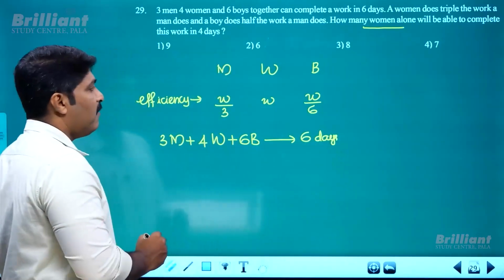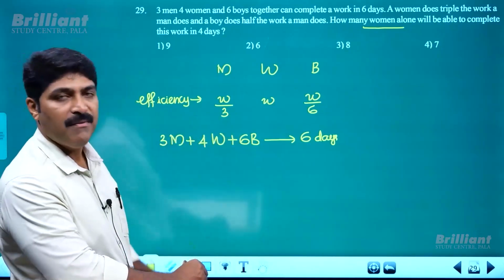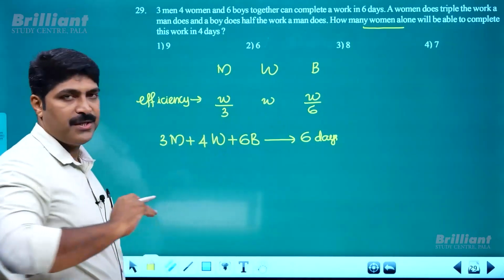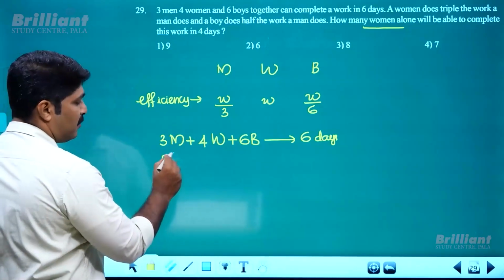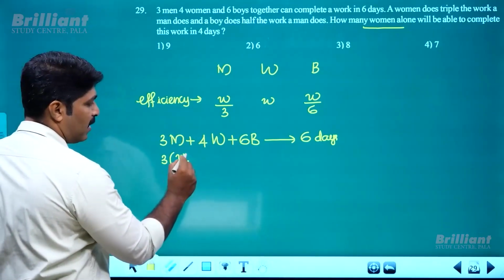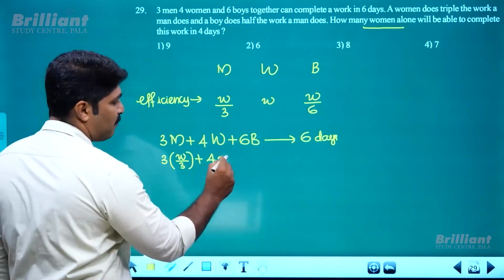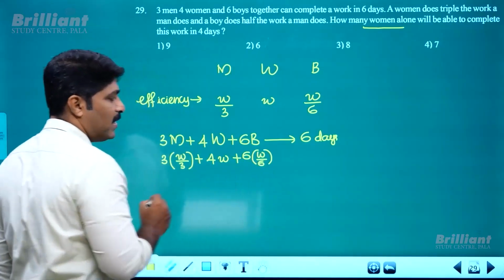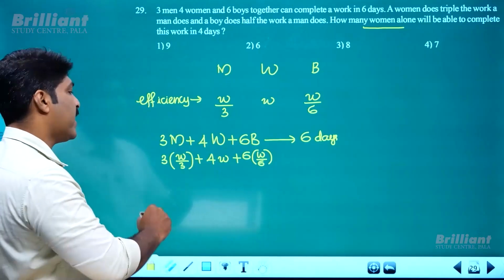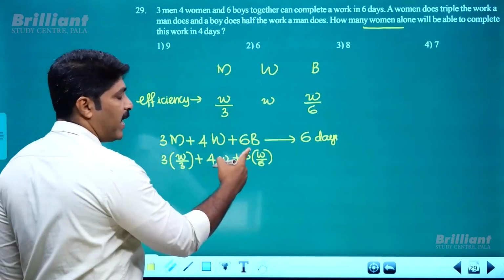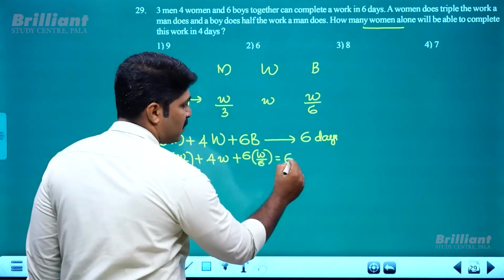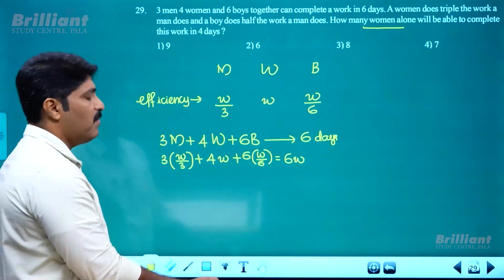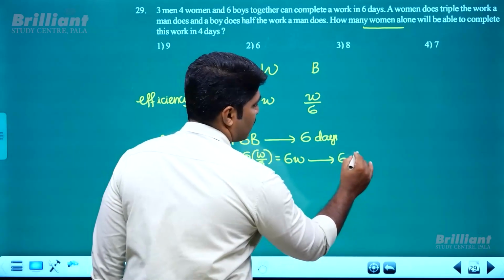From this statement, we are comparing with the given efficiencies. What is the efficiency of 3 men with respect to this assumption? That is 3 into W by 3, plus 4 women, that is directly 4 into W, plus 6 boys, 6 into W by 6. Got it? After simplifying, we get W plus 4W plus W, which is equal to 6W. So such an efficiency means simply 6 women can complete the work in 6 days.